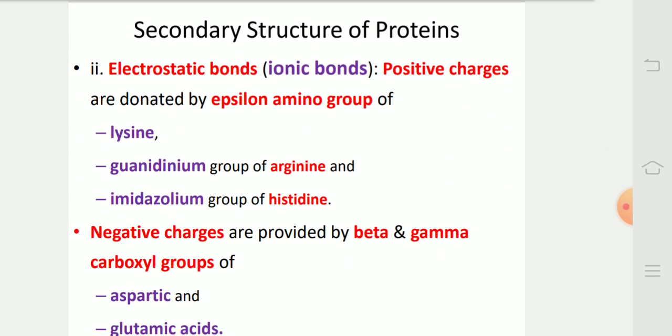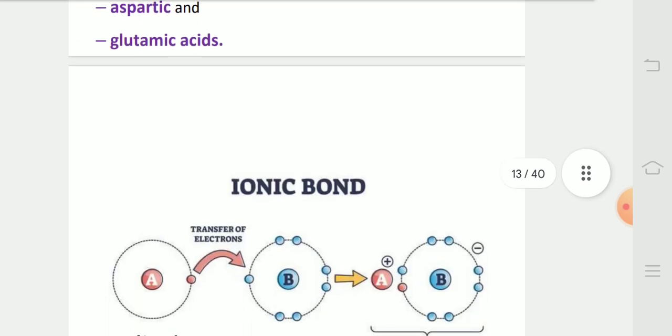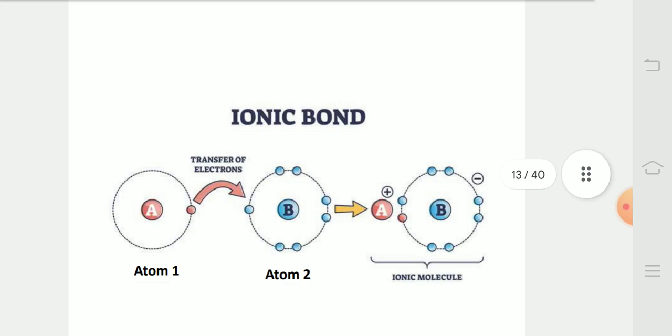Electrostatic bonds or ionic bonds. Positive charges are donated by epsilon amino group of lysine, guanidinium group of arginine and imidazolium group of histidine. Negative charges are provided by beta and gamma carboxyl groups of aspartic and glutamic acid. In this diagram, we can see that one atom donates an electron to another atom to form an ionic bond.